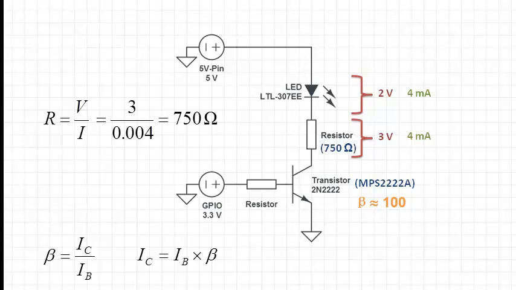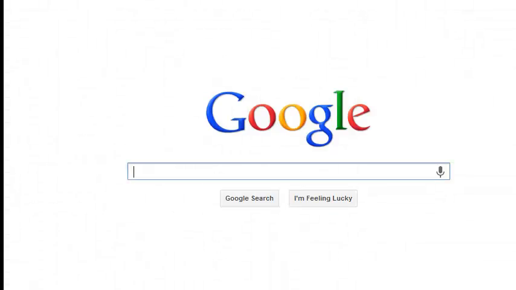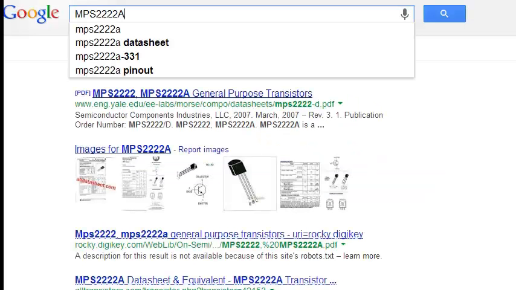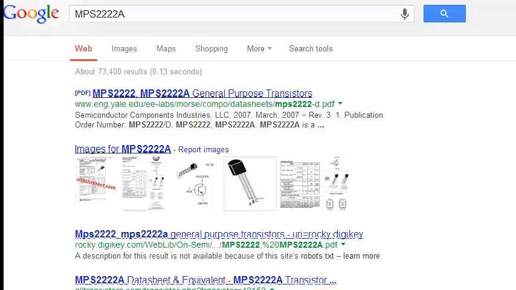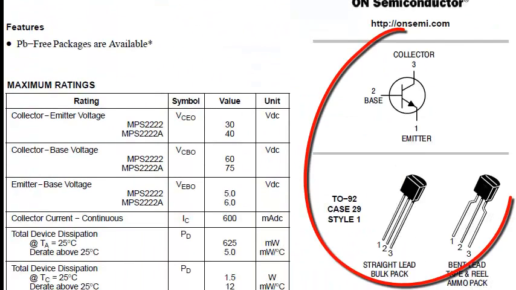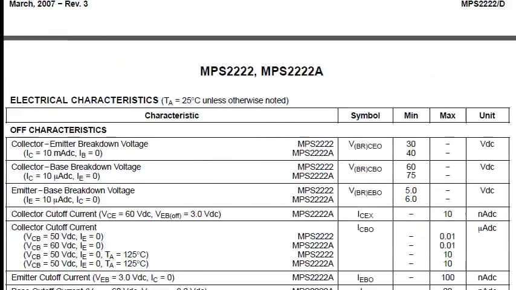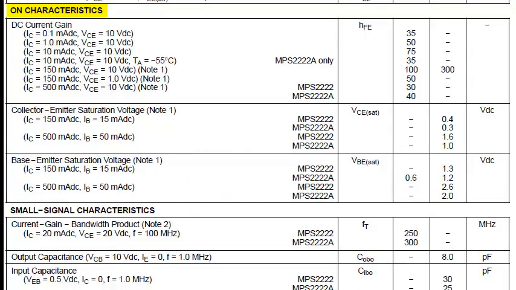But let's be safe and check the transistor specifications. To find its documentation, simply type the part number of the transistor into your favorite search engine, and you will likely find a PDF file among the first results. This one looks good. The first page will show you the pin labeling, which will be helpful when wiring the circuit. What we want to read is the on characteristics, that is, how the transistor will operate when it's switched on. Now I should note that HFE is the same as beta.